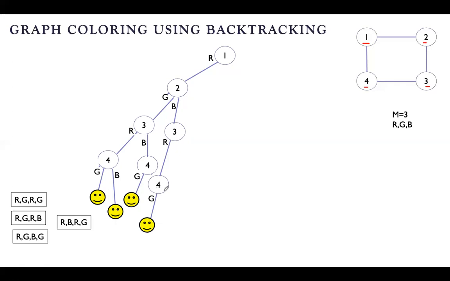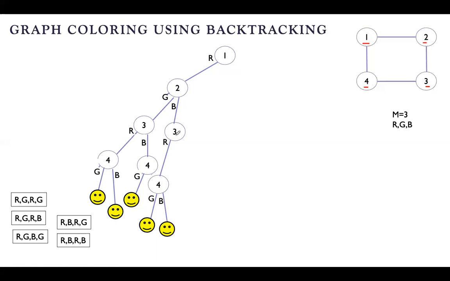Now you are in vertex 4. R you tried, G you tried. Next, try for blue. Is blue allowed? Yes, you can put the blue color for vertex 4 because these two are not adjacent. 2 and 4 are not adjacent. So you can put the same color. So this is allowed. Red, blue, red, blue. Next, vertex 4 is over.